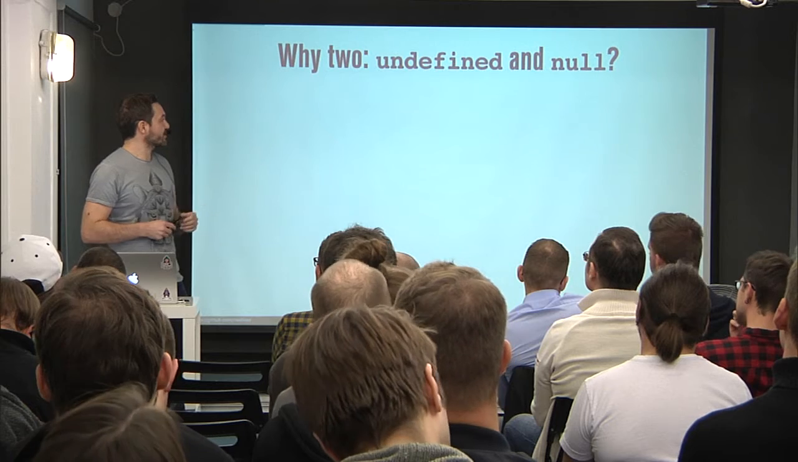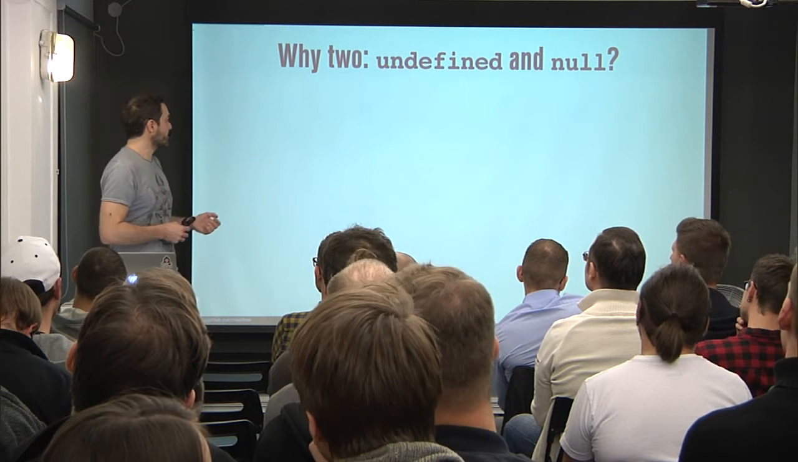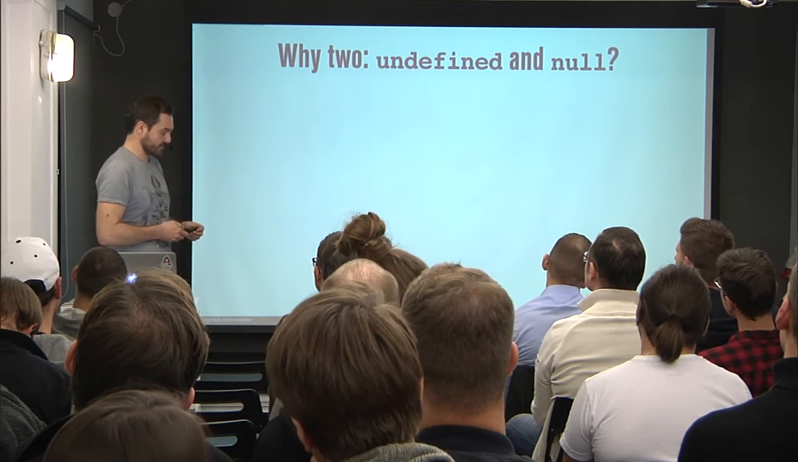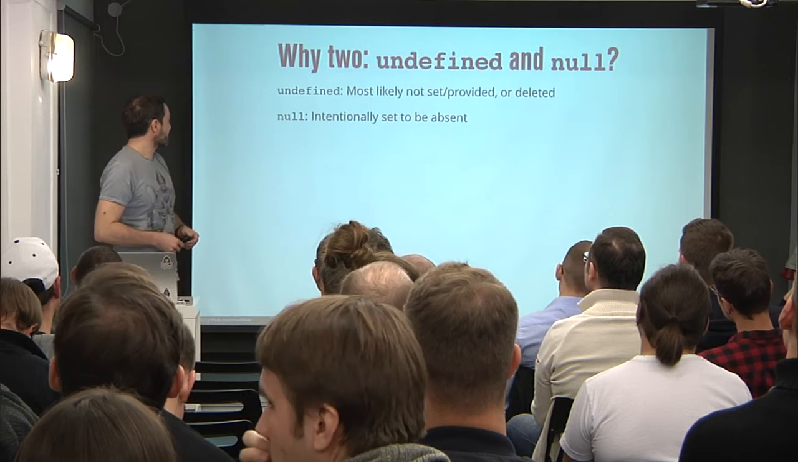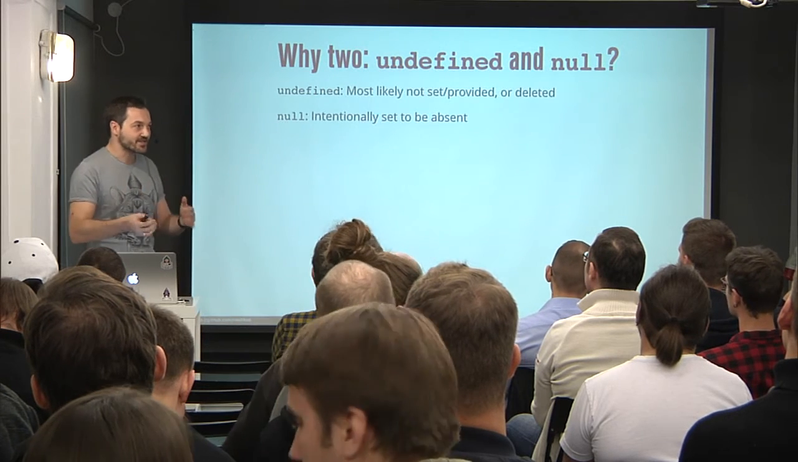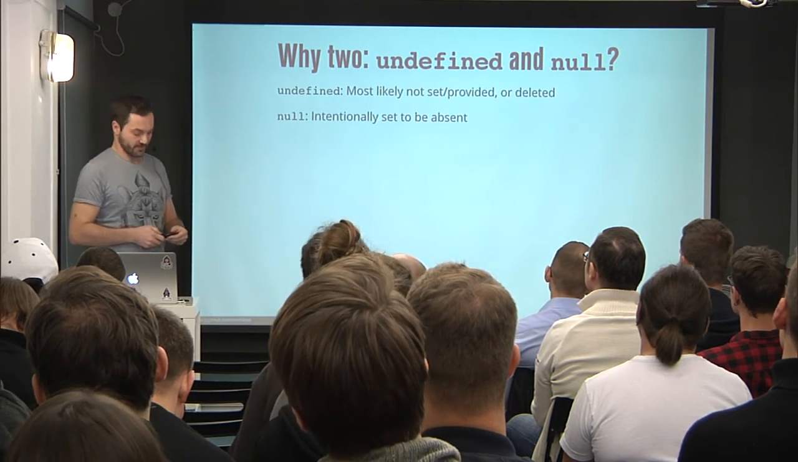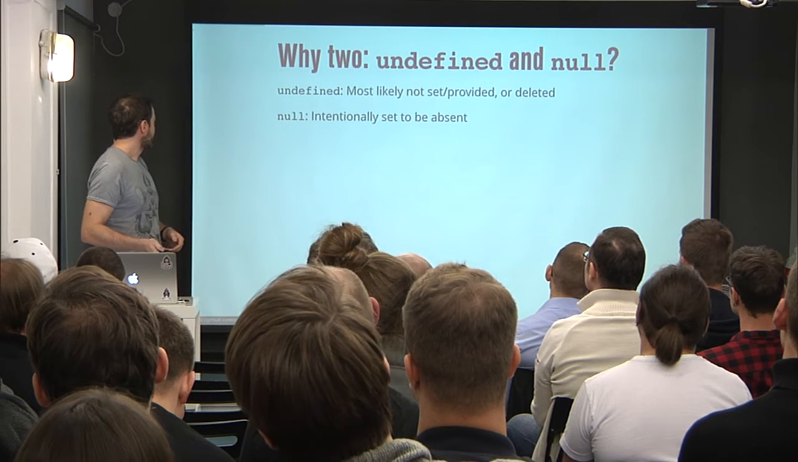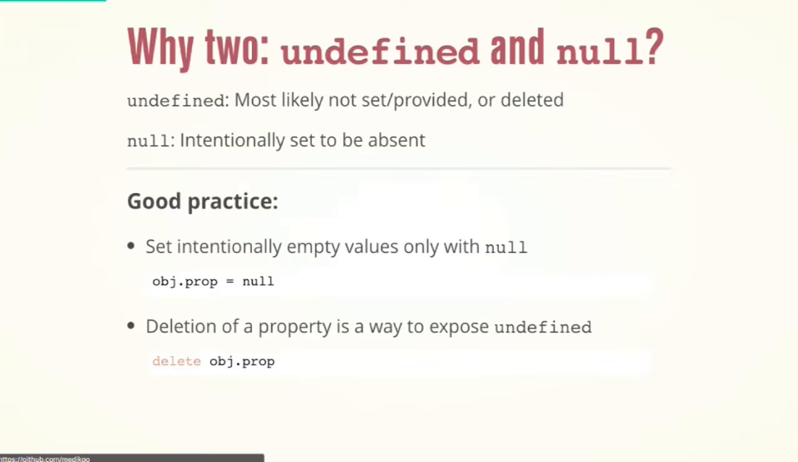So null is to distinguish values that happen to be missing from intentional ones. Null is a representation of when we want to intentionally say that there's no value in that property. And I'd say it's also good practice to use them that way. I would never use undefined to assign to some property. Technically, you should always use null. The way to reach undefined is via deletion. If you want to delete a property, this is the way to expose undefined.